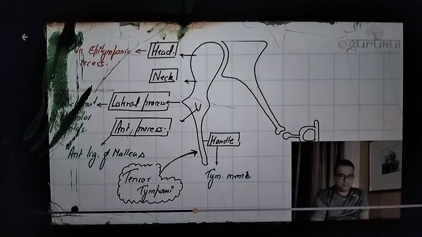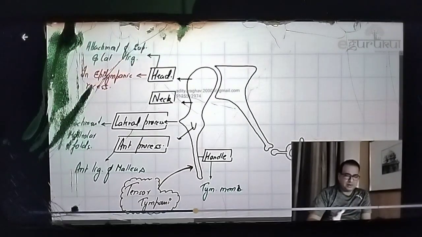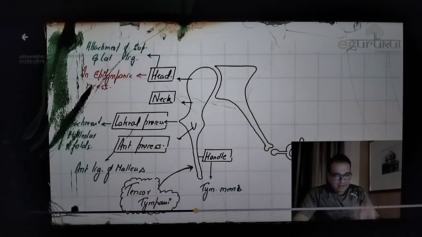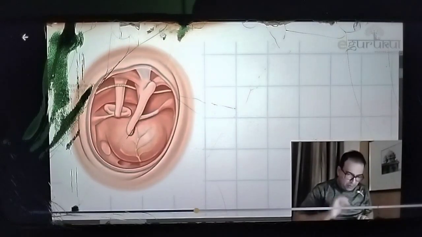especially the ligaments and the attachment of the first and the last one. So I hope this makes it clear, the parts, at least head, neck, lateral process, anterior process, and the handle here. Let me just again take you back to one of the pictures of the middle ear cavity. Okay, so this is again a wonderful picture to tell you something.